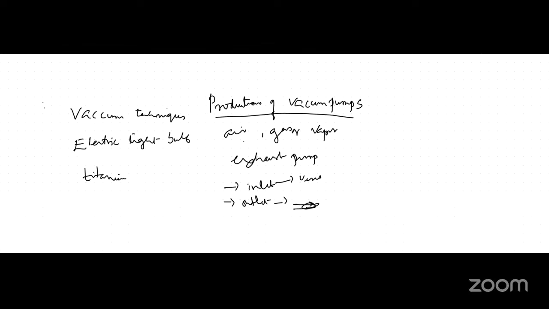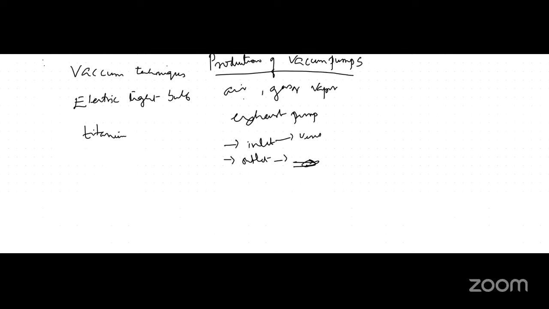The outlet expels the air, gas, or vapor which is present inside the vessel. So this exhaust pump consists of two parts: the inlet, which is connected to the vessel, and the outlet, which expels the gas or vapor, whatever it may be inside the vessel. These are the two parts of a vacuum exhaust pump.